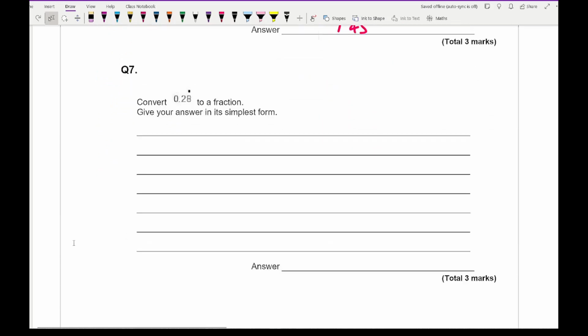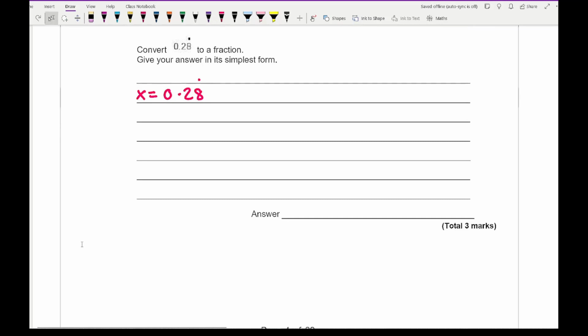And just always make sure that your 7s look like 7s and not 1s. Moving on to question 7, again very, very similar to the previous one, so I'll just go straight into working this out. We want to convert 0.28 recurring as a fraction.